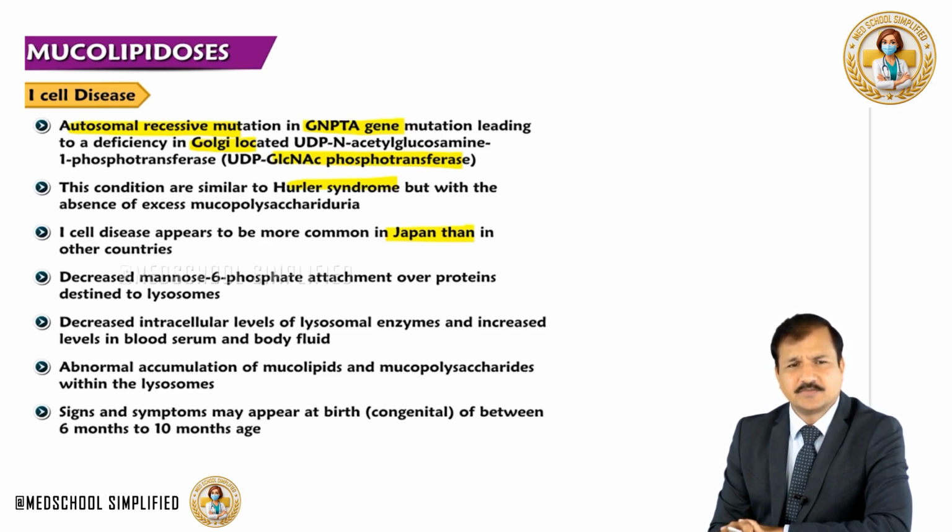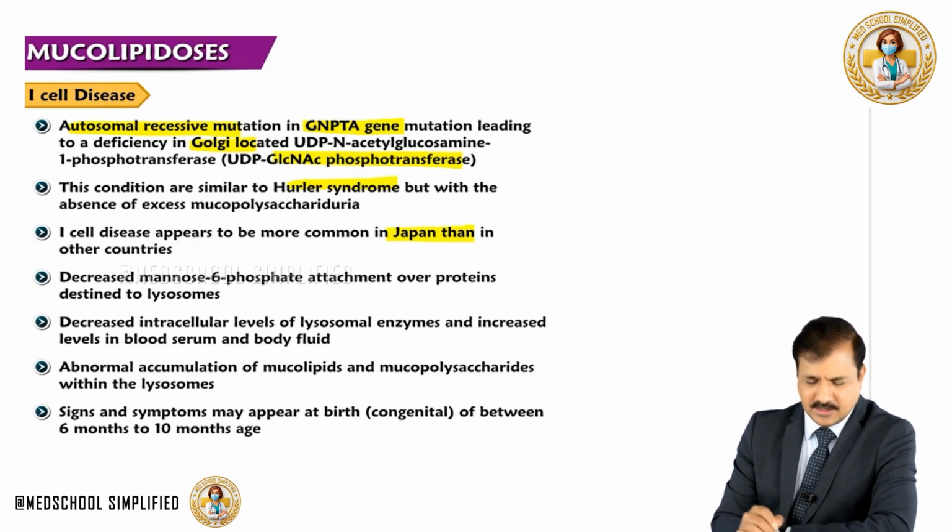And decreased mannose-6-phosphate attachment over proteins which are destined for lysosome is the defect here, because GlcNAc phosphotransferase is defective. So because of this, what will happen? The proteins that are destined to go to lysosome now don't go there because mannose-6-phosphate is not there, that chemical marker is not there. Because of this, what will happen? There will be decreased intracellular levels of lysosomal enzymes.